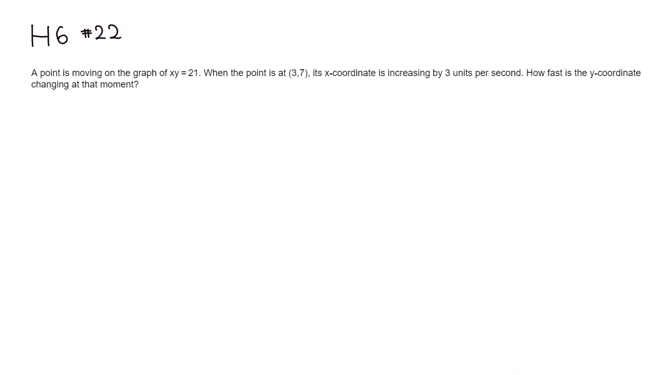So we have an equation, and 3 is the x value at that moment, and 7 is the y value at that moment. And here, the x coordinate is increasing by 3 units per second. So this is the rate of change of x with respect to time, given to be increasing, so it's 3 units per second. All right, so let's start with the equation.